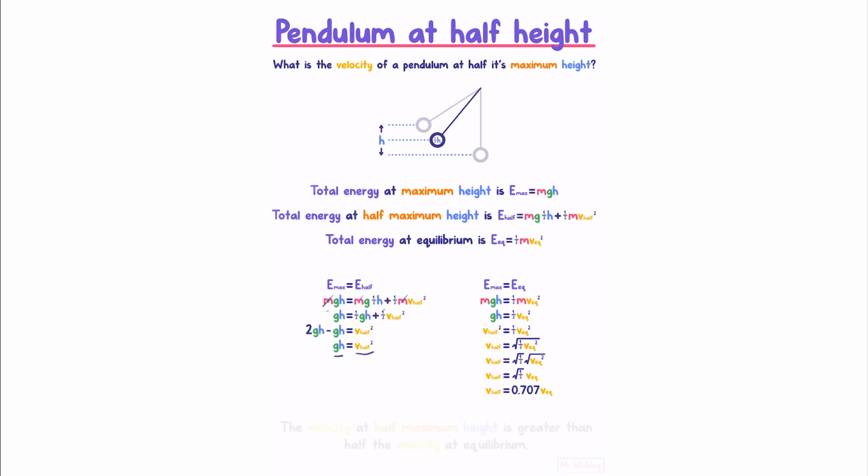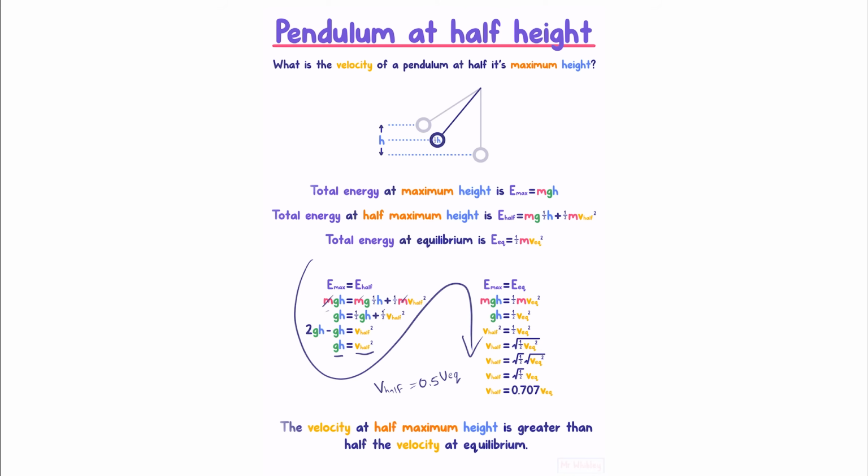And so while you might have expected that the velocity at half the height would be half the velocity at equilibrium, what we instead see is that the velocity at half maximum height is greater than half the velocity at equilibrium. Now I know that all of this working might have been a bit much, but the key takeaway is this statement here.